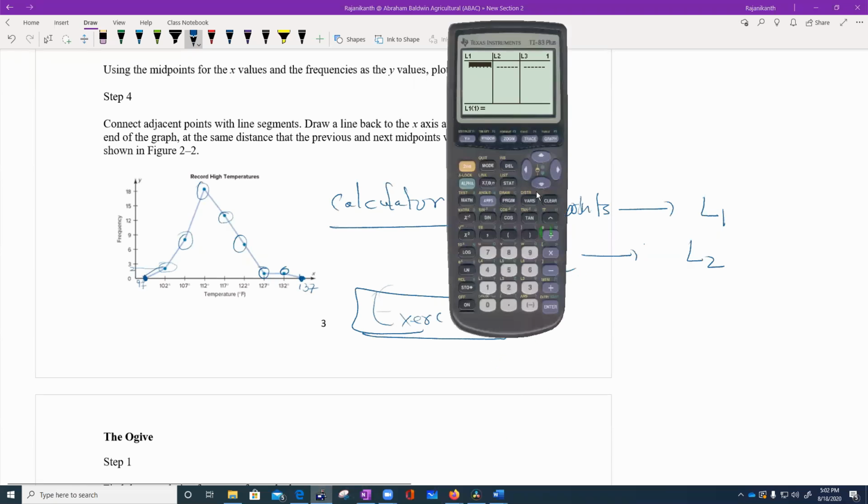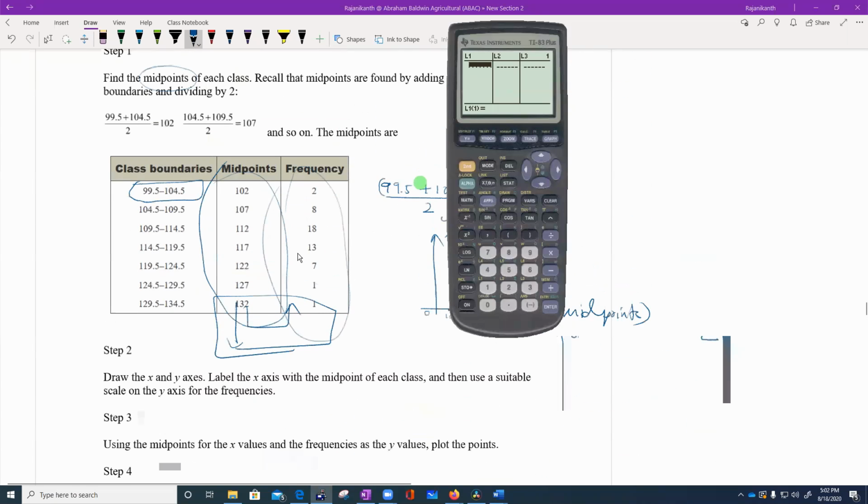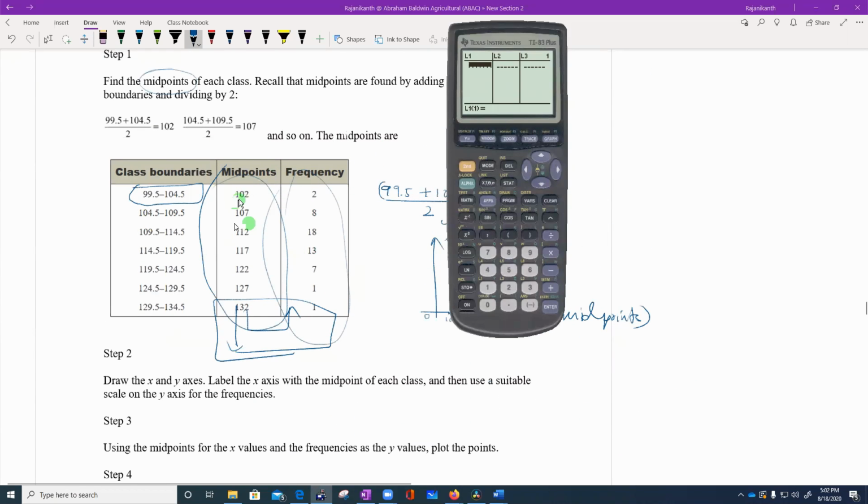Then you should get a nice answer. So remember my midpoint, starting with 102. Start with 102 and next 107. If you have a calculator, please try with me. You could go with me.